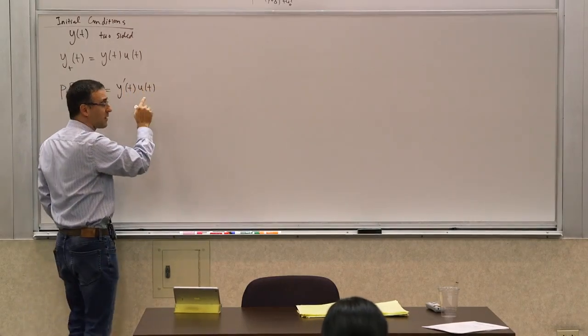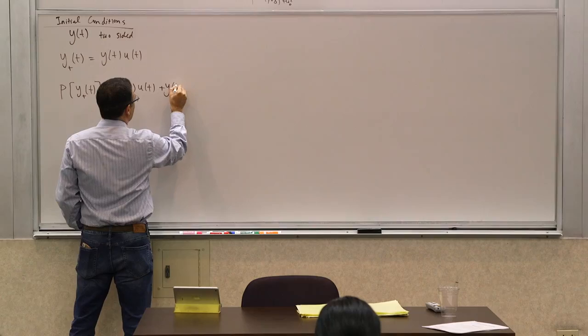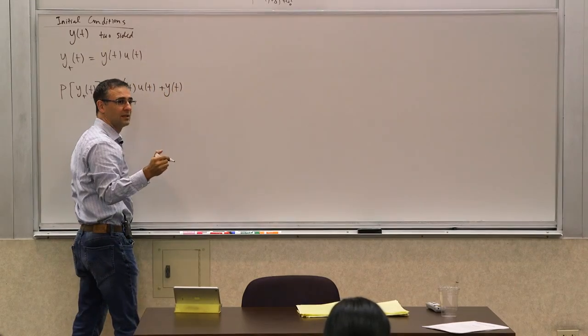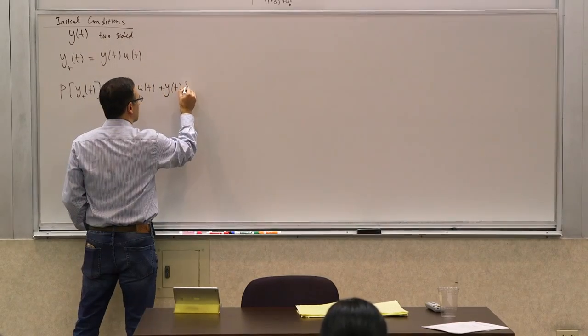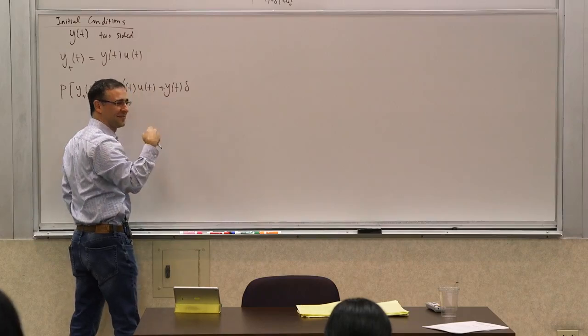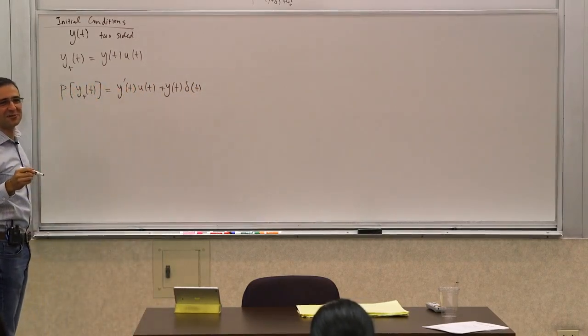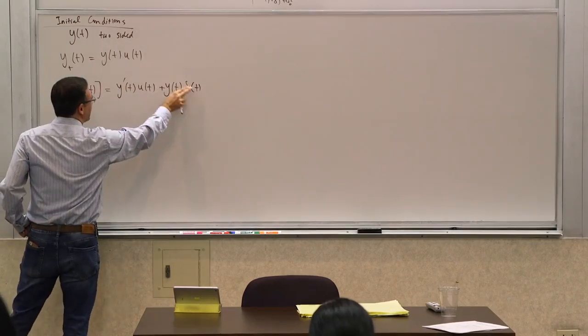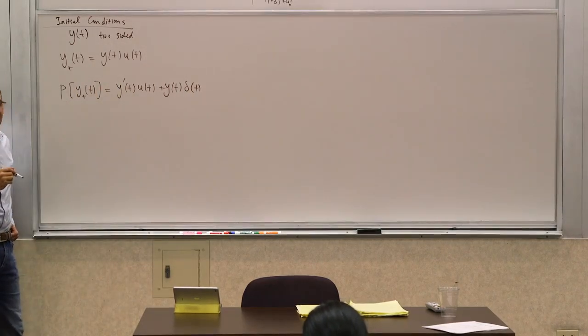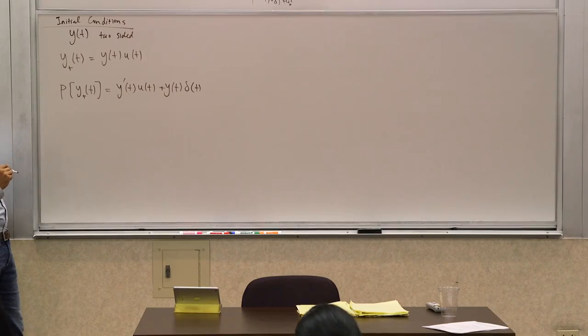Remember, the original y is two-sided. And then y of t times the derivative of the u of t. Freudian slip. Yeah, I gave you the answer. So what's the derivative of the u of t? It's the delta of t, right? So that's what it is.